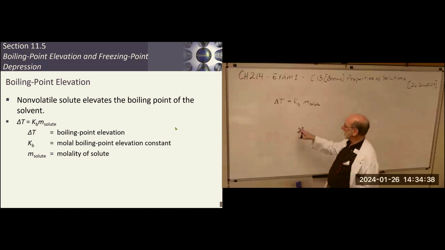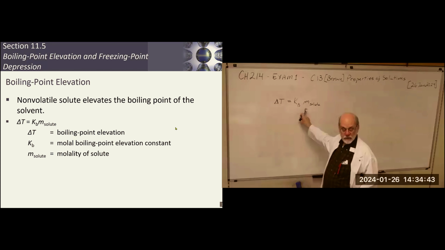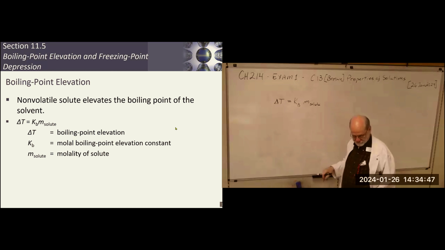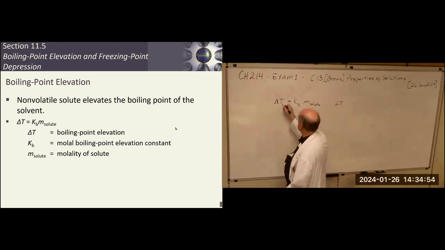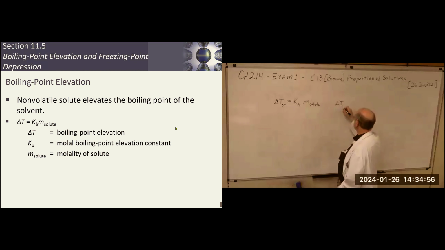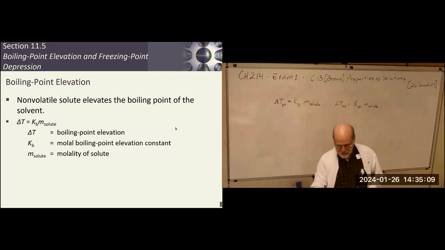And that's because we're looking at a difference in temperature. We can't use molarity because molarity will change with temperature. Molality will not. So this is the change in boiling point temperature. The change in melting point will have a K value, and then it will also relate to the solute concentration and molality. That's on the next slide.